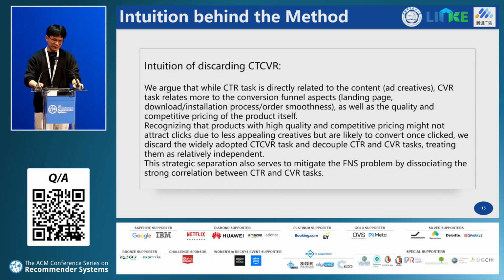So we divide the widely adopted CVR task and decouple the CTR and CVR tasks, treating them as relatively independent. This way we mitigate the false negative sample problem by dissociating the strong correlation between the CTR and CVR tasks.